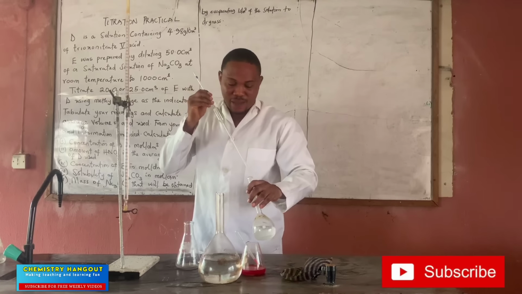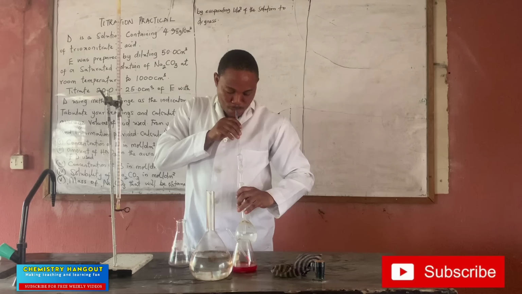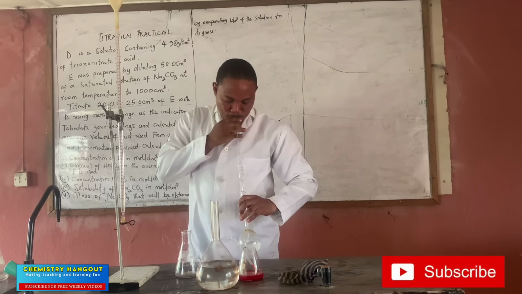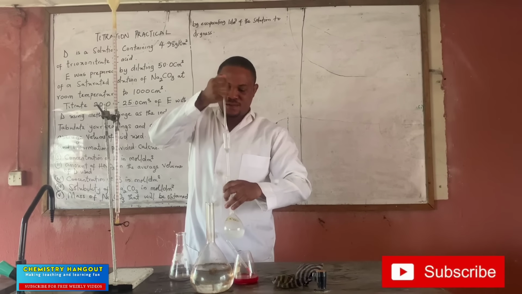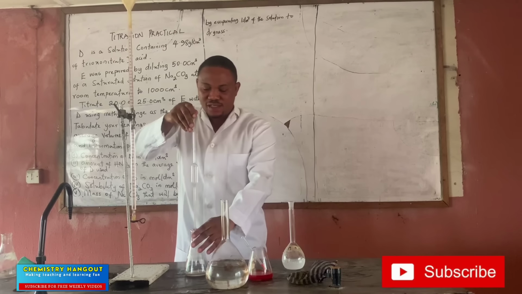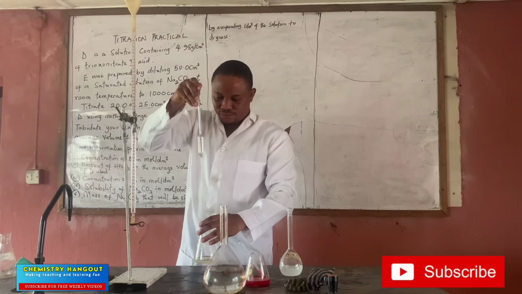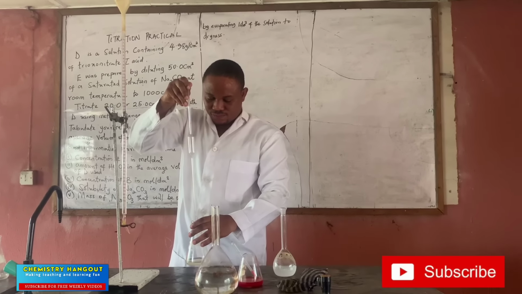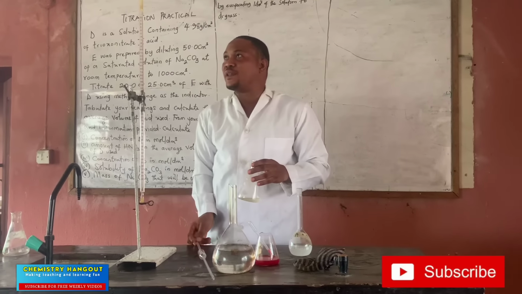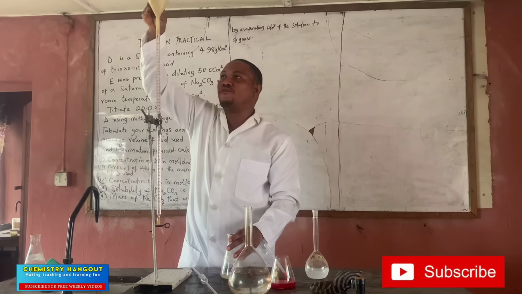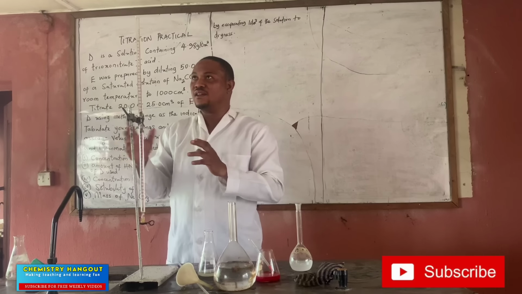So let's go now. Let me pipette this, which is my base. Okay, so this is my base. Running it into my conical flask very quickly. Okay, good. Very important: I've filled my burette already, so let me remove my funnel. I'm just doing this once for us to get the initial idea.